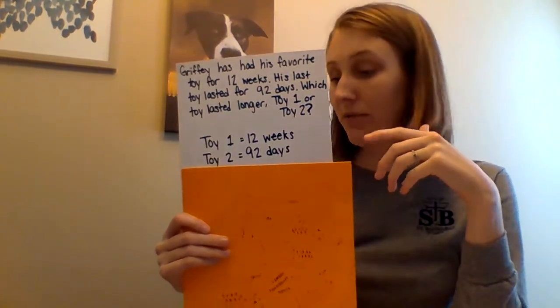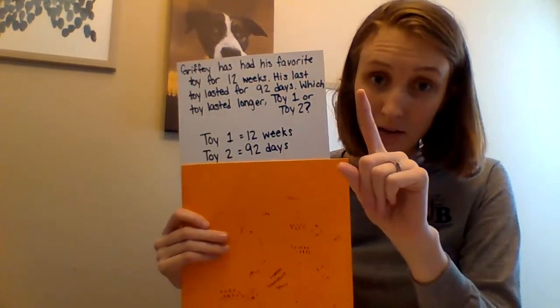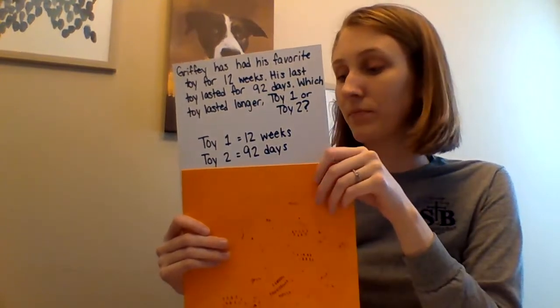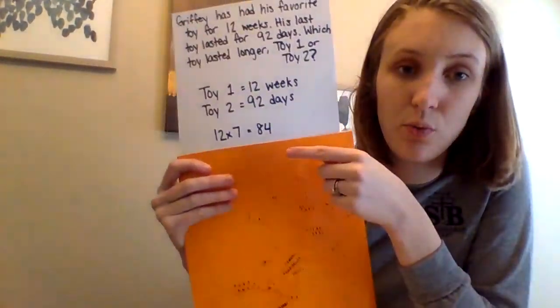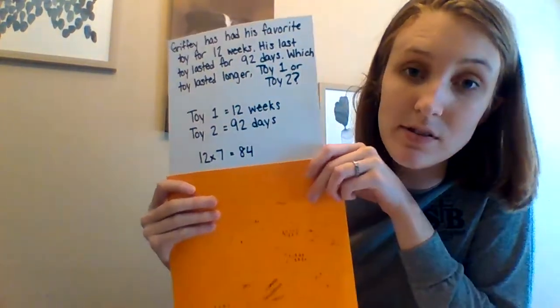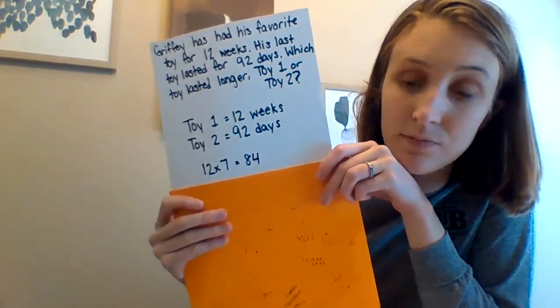How many days are in 12 weeks? So ask yourself, how many days are in 1 week? And then multiply that by 12. Okay? How many days are in 1 week? And then multiply that by 12. So when I do that, 12 times 7 is 84. In 1 week, there's 7 days. So in 12 weeks, there's 84 days.